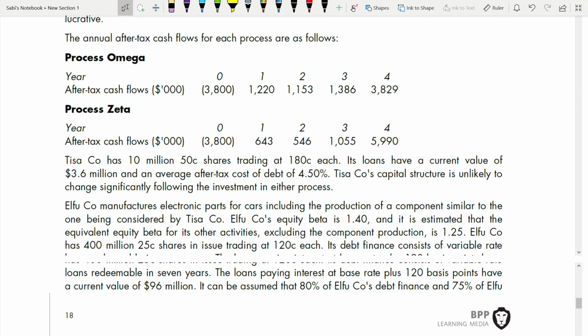Tisca has 10 million 50 cent shares trading at 180 cents. This is giving you the share value for your equity part, which you need to calculate. Its loans have a current market value of 3.6 million and an average after-tax cost of debt. So this is given for you to calculate the proportion of your debt and the value of your debt also. Tisca's capital structure is unlikely to change significantly following the investment in either process. So you can use this capital structure.